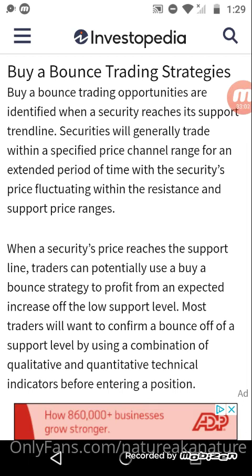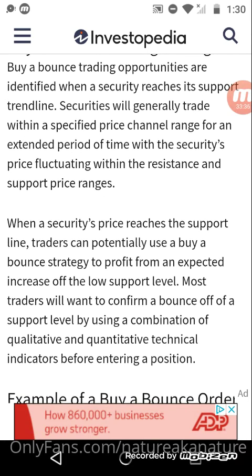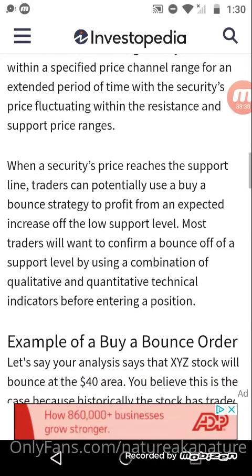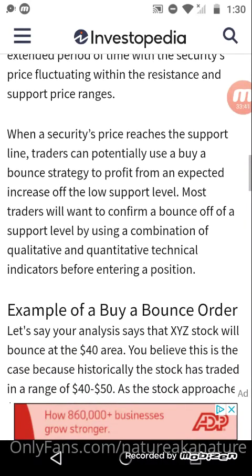So most traders want to confirm a bounce off a support level by using combinations of technical indicators before entering a position. So for example of a buy bounce order, let's say that your analysis says that XYZ stock will bounce off of the 40 area, based on historical data of how it trades, having ranged between 40 and 50 before. So as the stock approaches the 40 limit, you put in a buy order, which I told y'all how to put in, and I'm going to show y'all that again, to own a share at 40. So once it hits 40, it bounces off 40 because it did that.